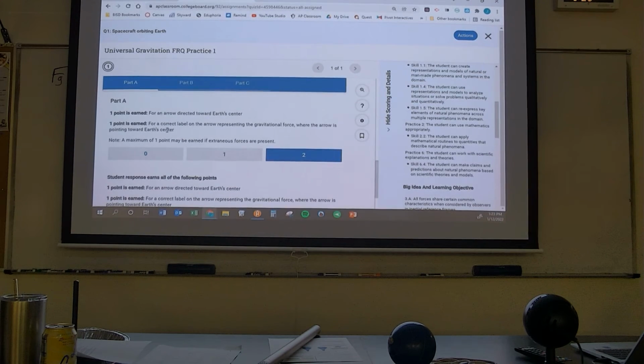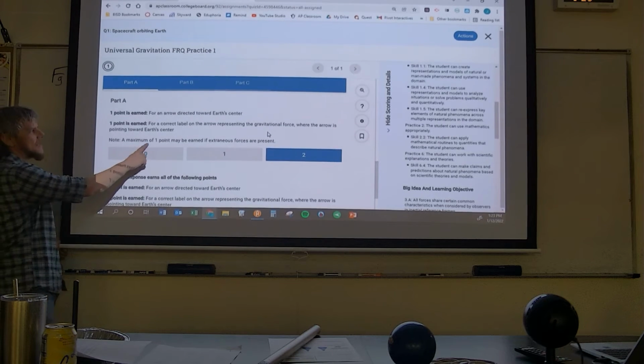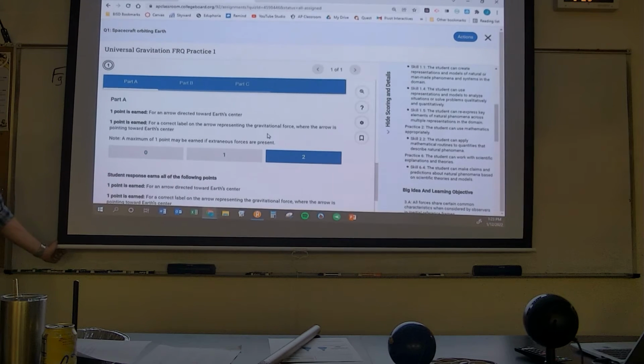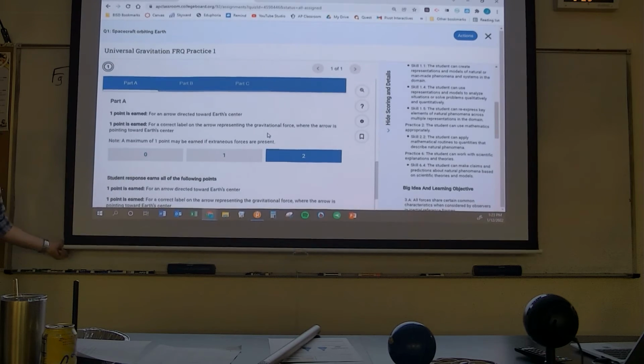And that got you 2 points. 1 point for an arrow directed toward the Earth's center. The second point for a correct label on the arrow representing the gravitational force. Note, a maximum of 1 point may be earned if extraneous forces are present, meaning you could have got these two, but if you put another vector on that, you've lost one of those points.